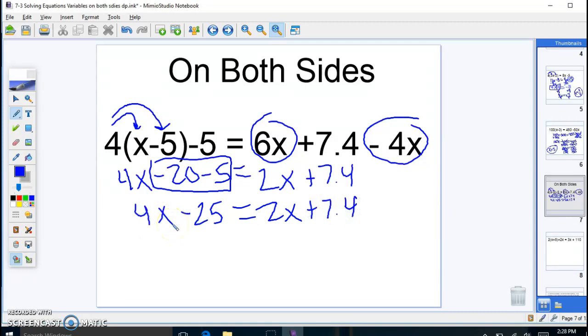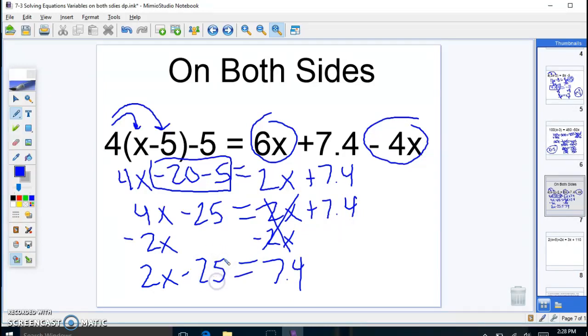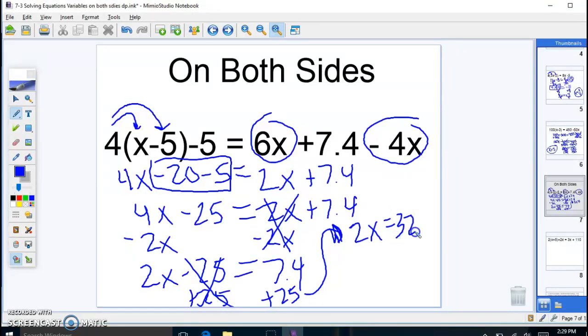I now need to remove this 2x from the right side so that I only have variables on one side instead of two sides. So that cancels, leaves me with 7.4 here. 4x minus 2x is 2x, and I still have minus 25. From here, I need to add 25 to both sides of the equation. And I'm going to draw an arrow up here, so I'm running out of room. This cancels out, and now we have 2x equals, and then 25 plus 7 4/10 is 32 4/10.